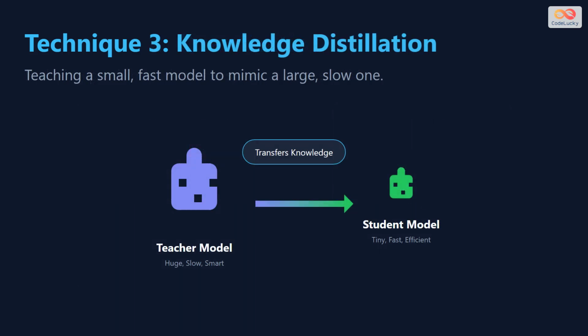Imagine a professor teaching a student. The professor knows everything but is slow to explain. The student learns the key concepts and answers quickly. Knowledge distillation works the same way. We use a huge, slow teacher model to train a tiny, fast student model to do a specific task efficiently.